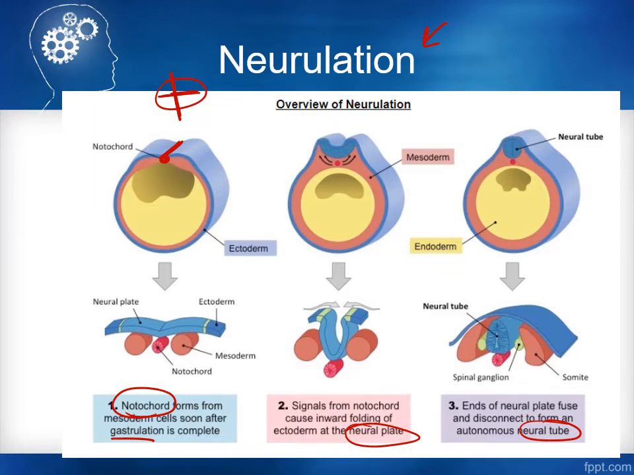Let me get rid of my scribbles so that you can see it one more time. We're going to have notochord here. It's going to send chemical signals out, which is going to cause this ectoderm, remember that our nerve cells come from ectoderm, to roll up and around until we have a tube, and that tube is known as the neural tube. What's kind of cool, the neural tube is going to eventually become spinal cord and brain.